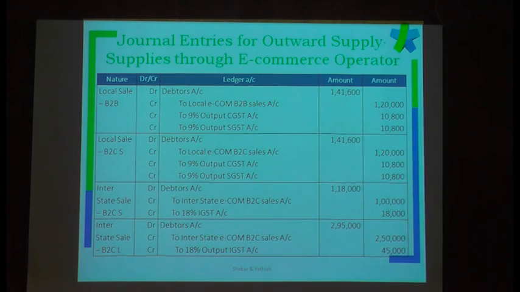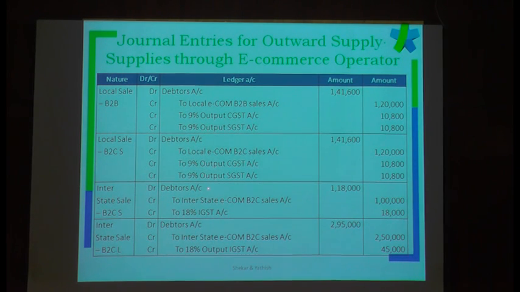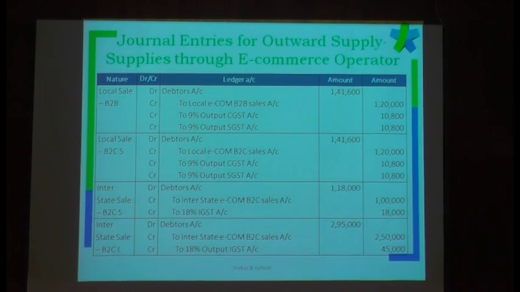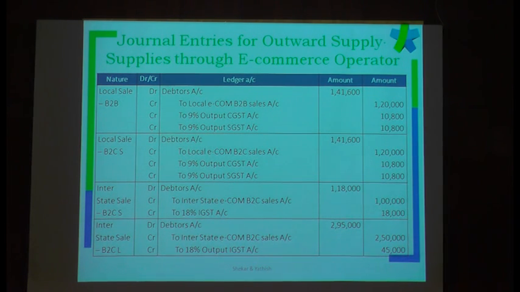Then with respect to the e-com operators, we put the debtors account to local e-com B2B sales, then 9% output CGST, 9% output SGST. So we have a breakup through e-com operators, and a separate head of account is being created. Because unless we have a separate sale account for each e-com operator, or under e-com, we will have to track those details. That will be very important, because they would have deducted TDS. So we should know how much TDS the e-com operator is going to deduct, which will help you through this transaction, whether they have done it properly or not.